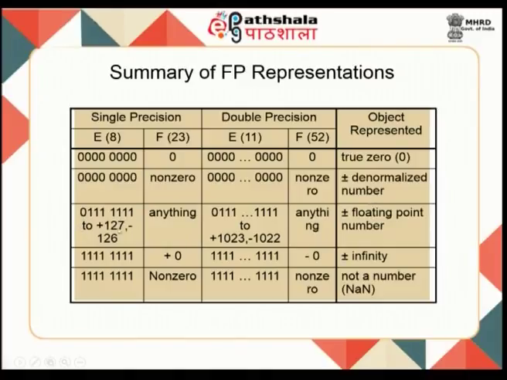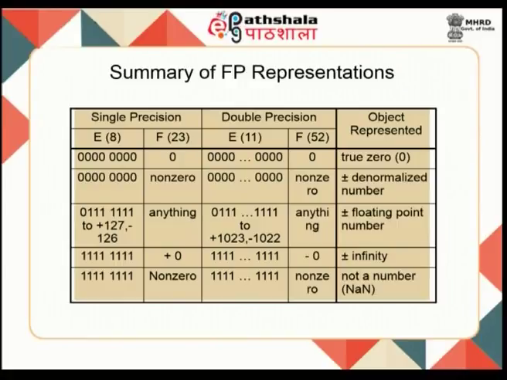Similarly, if the exponent is in the range of plus 127 to minus 126, that range is the normal representation used for normal floating point numbers. If the exponent value is all ones and the mantissa part is 0, it represents plus or minus infinity, and in the last case where the exponent is all ones and the mantissa part is non-zero, it is used for representing what is called a not a number, which is normally used for representing unusual events like divide by 0.